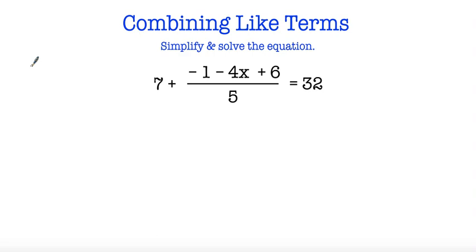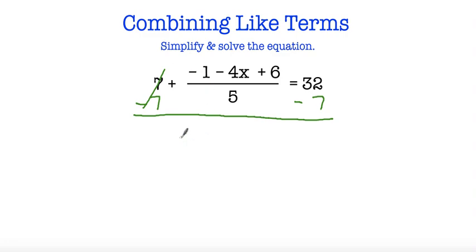All right, and here I have a similar type of problem. And if you want to combine like terms, you're welcome to do so first. If not, you could go about getting rid of everything to then combine like terms. So here I have 7 plus negative 1 minus 4x plus 6 divided by 5 is equal to 32. So what I could do first is I could subtract both sides by 7, because the 7's just there.